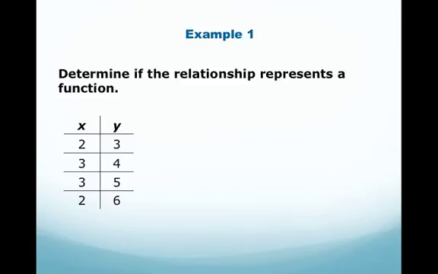If you look at this table, you'll see that for x there is 2, and the output, which is y, is 3. And then if you go all the way to the end, there's 2 again, and the output is 6. So for it to be a function, the output would have to be the same. In this case, they are not. So this is not a function.